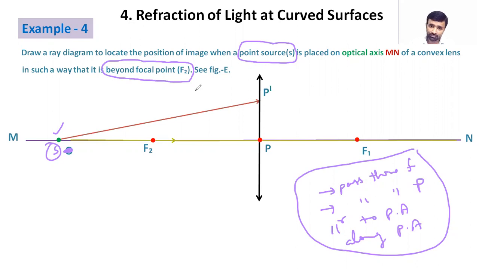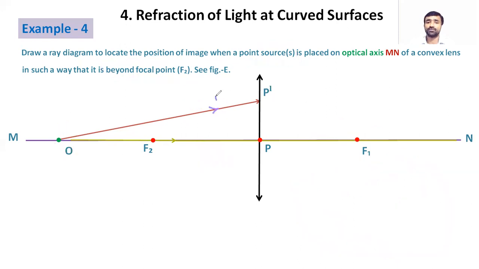So R1 is making an angle with the principal axis. R2 is along the principal axis. It remains undeviated. No deviation in this case. Then what about this other ray? How does this ray behave? Does it meet any situation, situation 1, 2, 3, 4? No, it doesn't meet any situation.